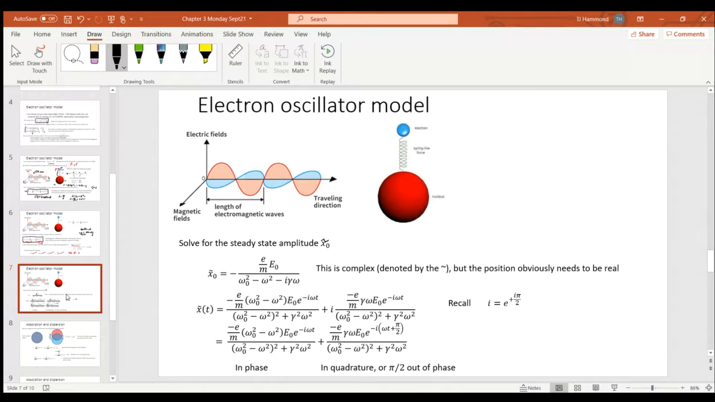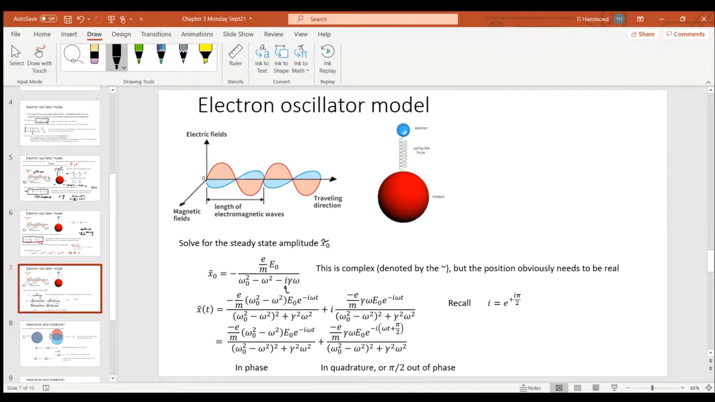So we solve the steady state solution for x of t, or x naught. And so we get negative e over m E naught, and then we have a denominator of omega naught squared minus omega squared minus i gamma omega. And so this is obviously complex because we have an i here. So what does this mean?